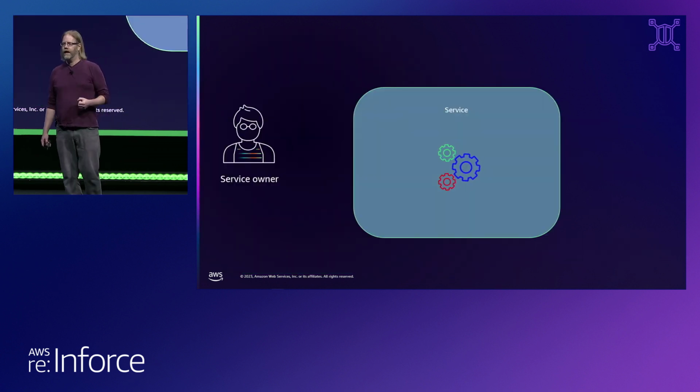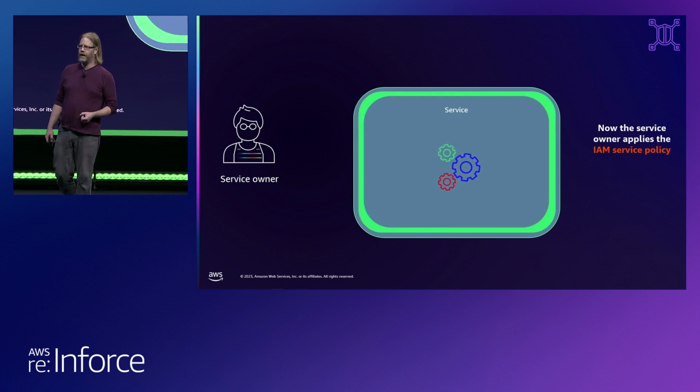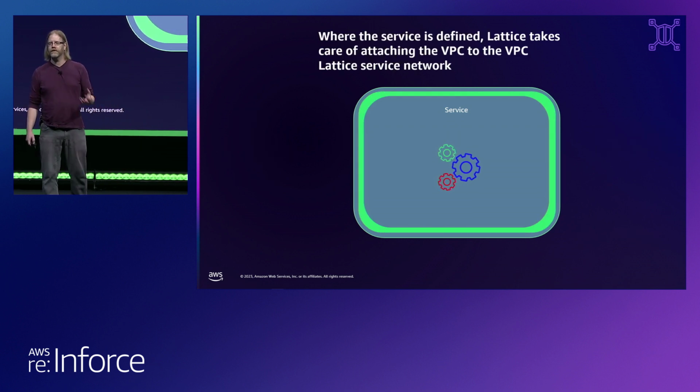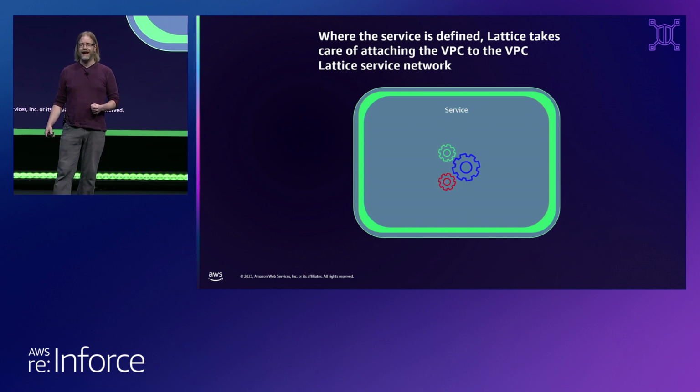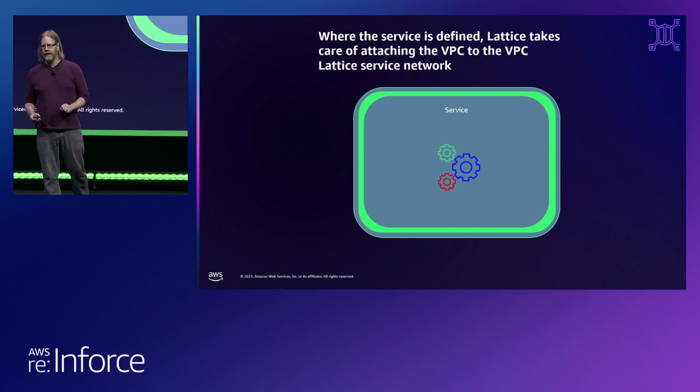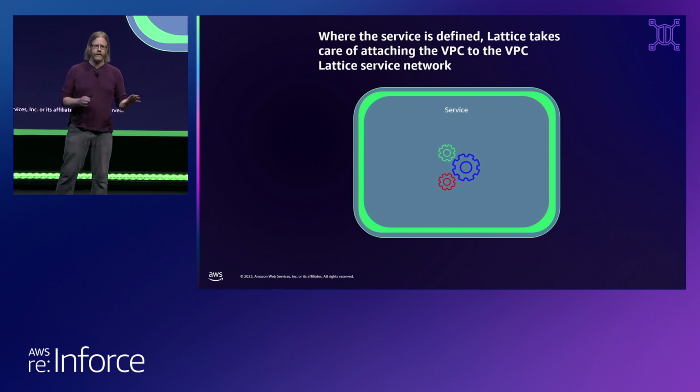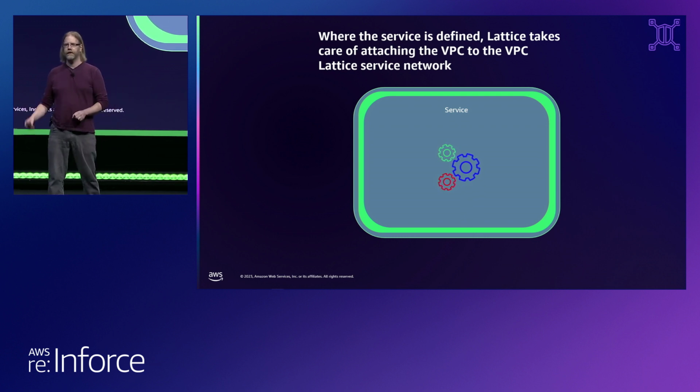So we have our services. We're going to go ahead and we apply our policy, right? So now where the service is defined, we take care of attaching this from the VPCs. Now that we've said the VPC has been enabled for VPC Lattice, we've now applied our policies to the service network. That was done by the service network owner, and now the service owner has applied the policy on theirs.